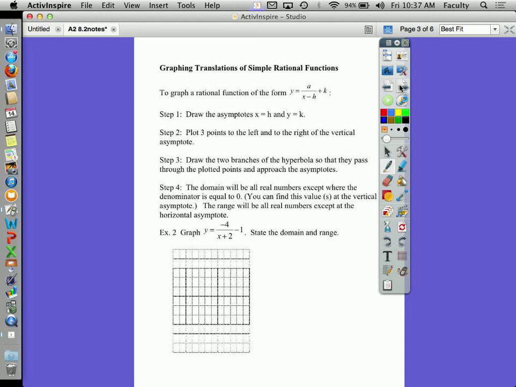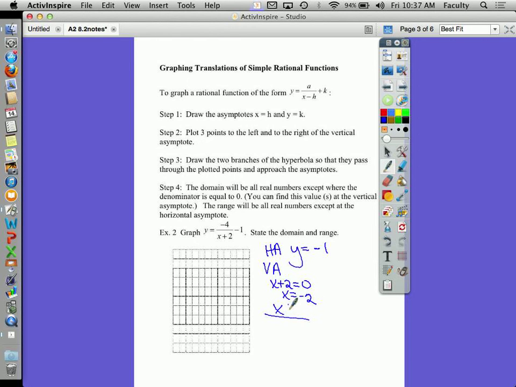So let's look at example 2. It says if we want to graph y equals negative 4 over x plus 2 minus 1, the horizontal asymptote is y equals k. So in this case, it's going to be y equals negative 1. The vertical asymptote, you have to set the denominator of your fraction equal to 0. So my vertical asymptote is x equals negative 2.